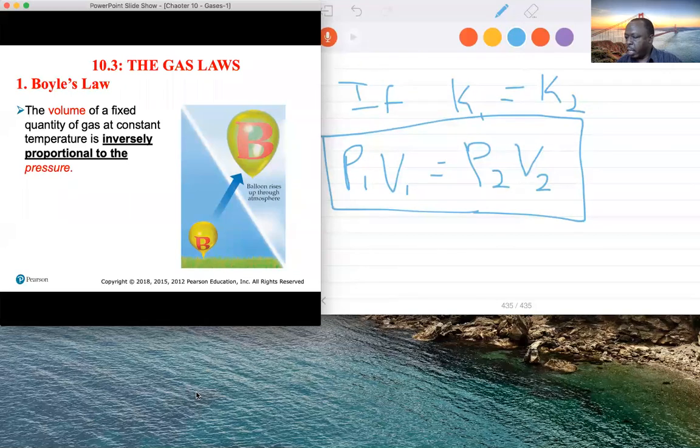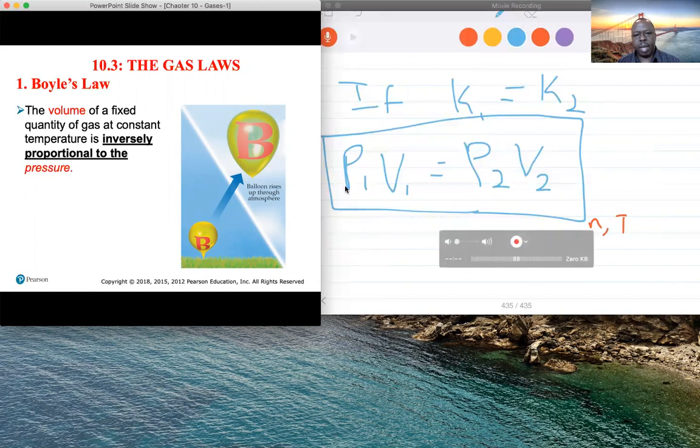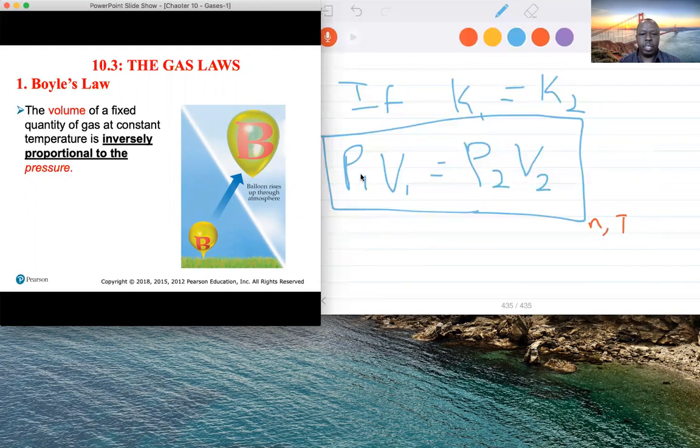What is missing here is the constant number of moles and constant temperature among the four variables I gave you. Those are the constants, which are not varying in Boyle's law, only the volume and pressure. The reason why I'm deriving this is you'll be presented with a problem and you have to assign this notation as condition one, condition two. What I put in the box is a statement of Boyle's law in mathematical form, all right?